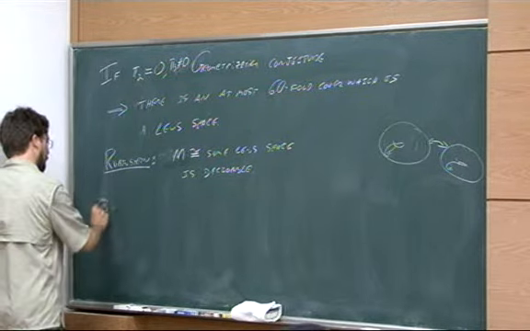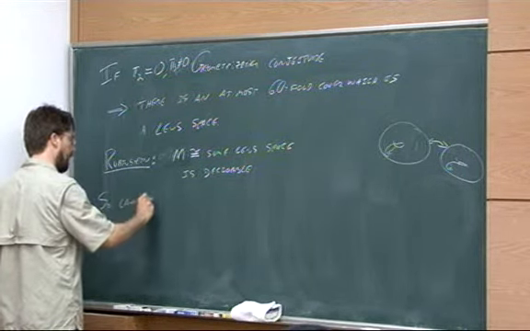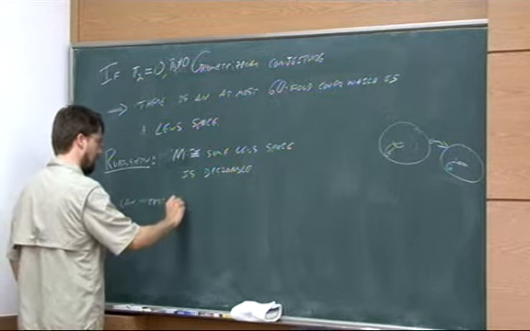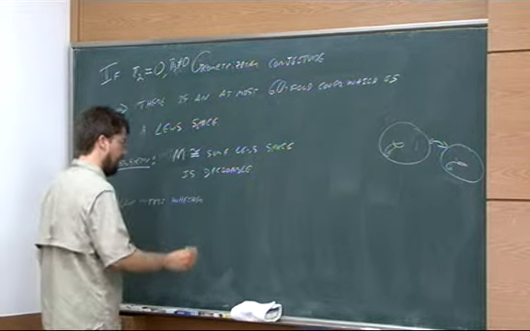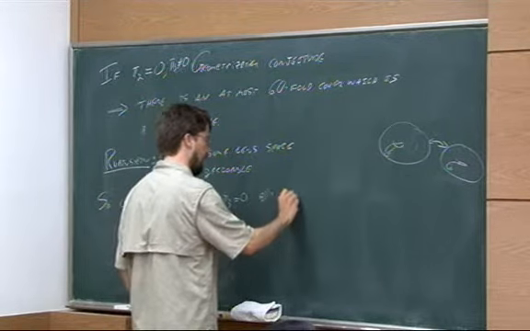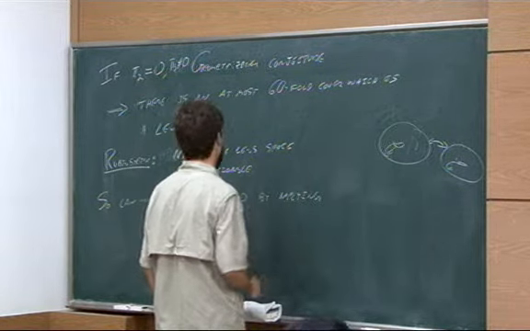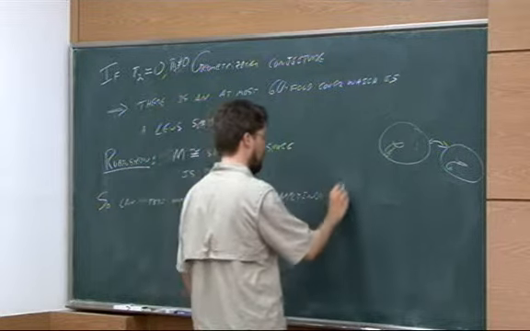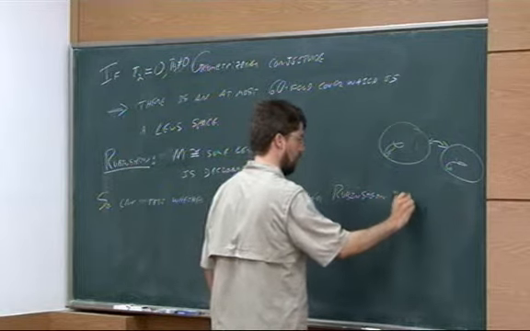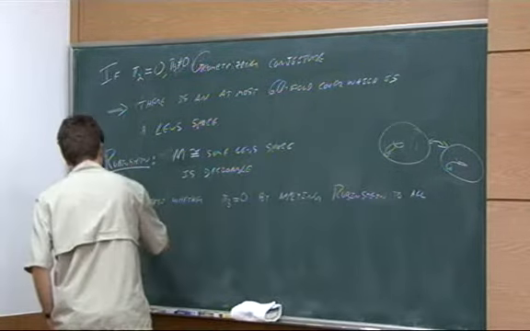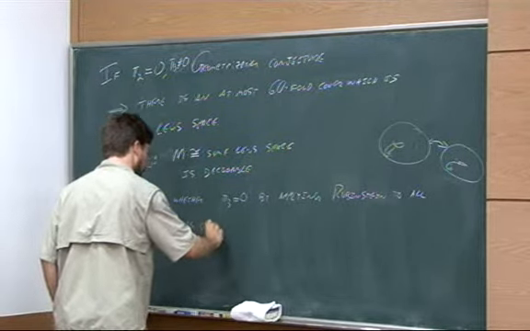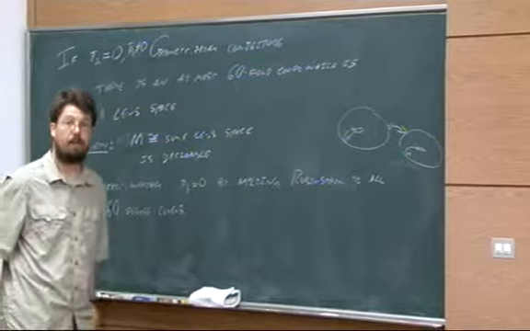Okay, so we can test whether pi 3 equals 0 by applying Rubinstein's algorithm to all covers of degree less than or equal to 60.